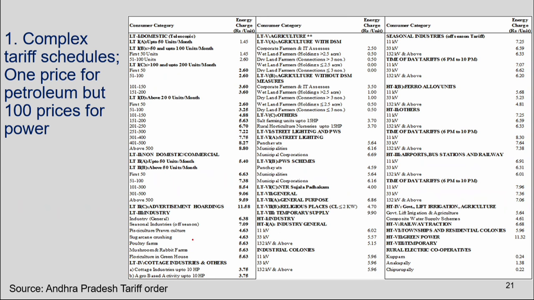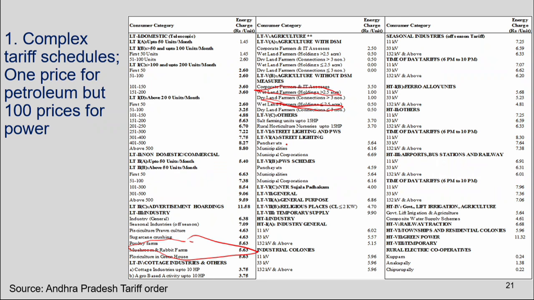There is, for example, a separate tariff for a mushroom and rabbit farm. Wetland farmers greater than 2.5 is something. Wetland farmers less than 2.5. Can you imagine the nightmare complexity of implementing this? Seasonal industries off season. Pisciculture, prawn culture is one. Sugarcane crushing is another. So this is mind-bogglingly complex. And the reason this is there cannot be a good reason, because you cannot distinguish all these things, you should not distinguish all these things, and yet we have this mind-boggling complexity.